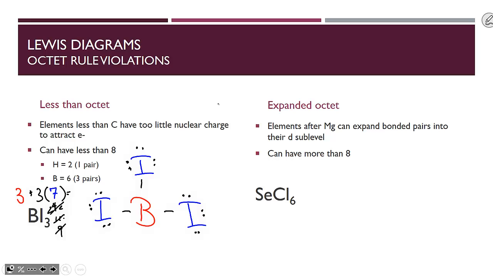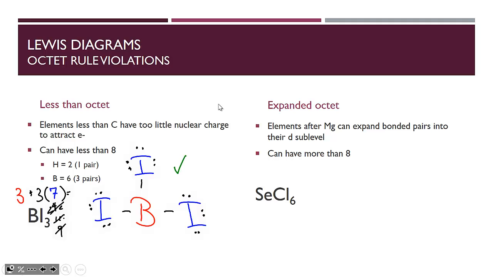And while each iodine has 8 electrons around it, boron has only 6. However, boron is okay with that. Boron's at its lowest energy state by having 6 electrons around it. So this is a valid Lewis structure for boron triiodide.